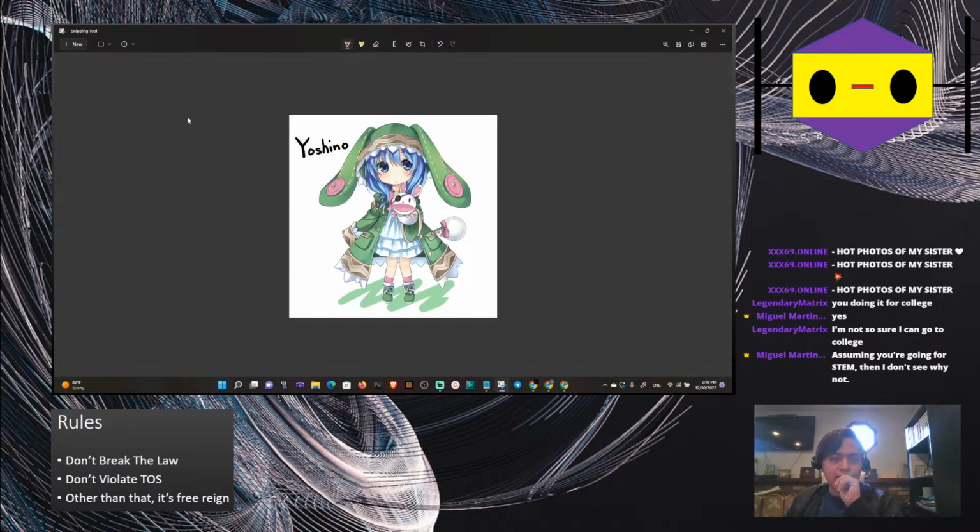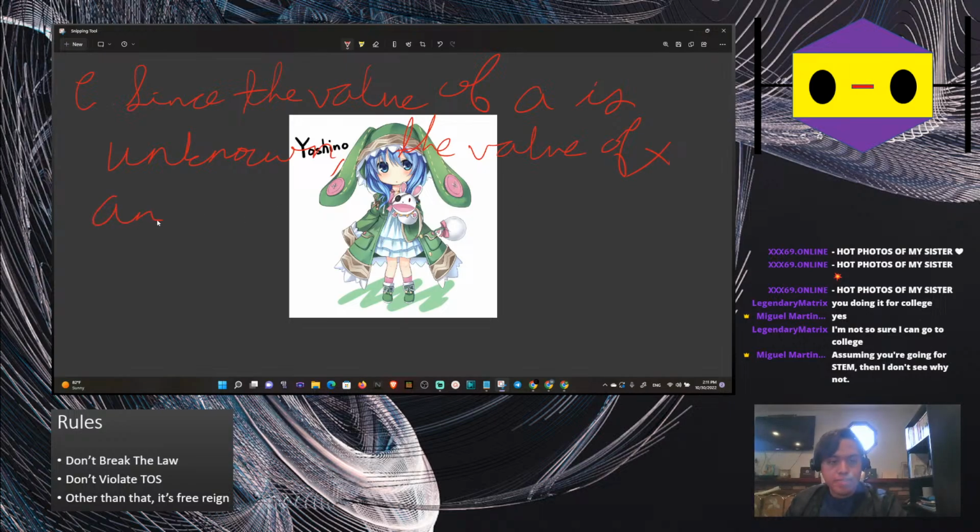So, for those of you at home who don't have that open, E is written as follows. Since the value of A is unknown, we cannot be certain, right? So it's always going to be: unknown, comma, the value of x and profit cannot be known with certainty.